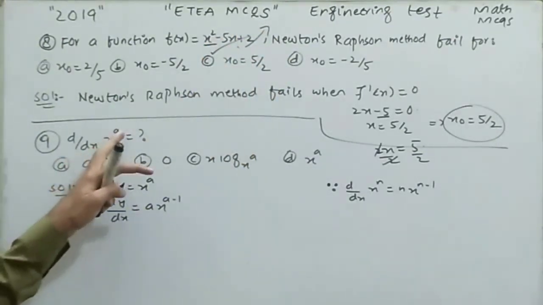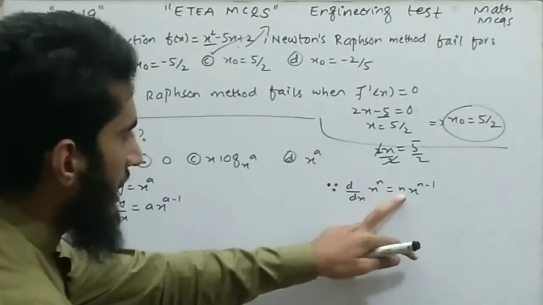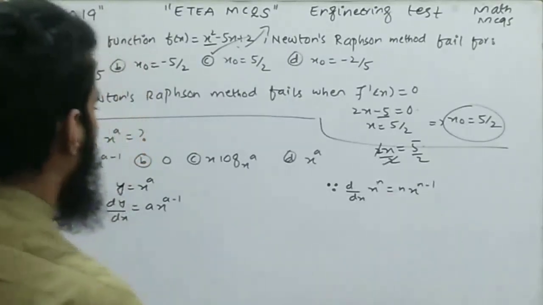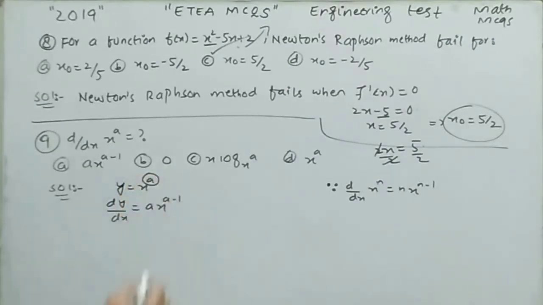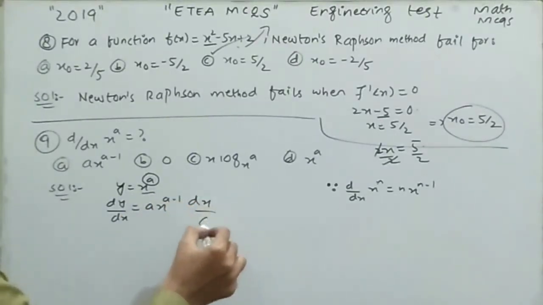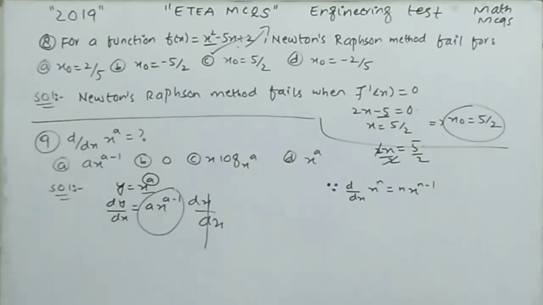Derivative of x power a will be. So remember that derivative of x power n will be n x power n minus 1. This power will come to the front and we will subtract 1 from the power. Over here using the same rule, this a actually plays the role of constant. So this constant will come to the front and subtract 1 from the power. And derivative of this inner function with respect to x is equal to 1. So 1 into a x power a minus 1 gives us a x power a minus 1. So the correct option for this MCQ number 9 is option A.